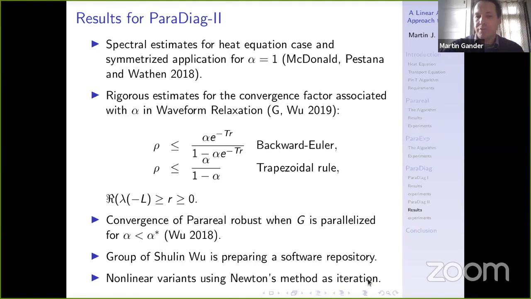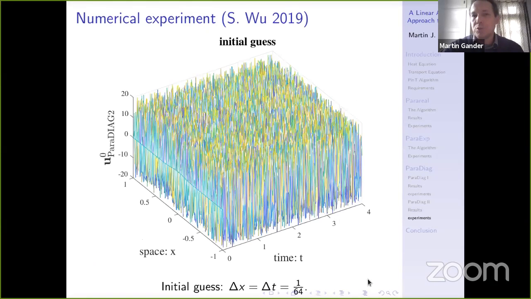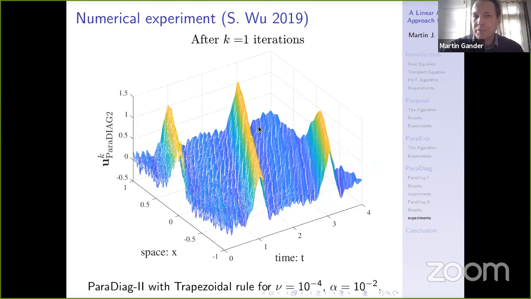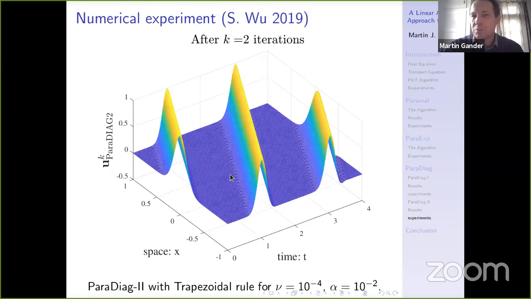There is also a nonlinear variant of this algorithm. I just want to show you how it works for an advection diffusion equation with a very, very strong advection term. So diffusion is very small. This is the initial guess. It's random, like I mentioned. It's important to test with random initial guess. In the first iteration, you immediately see the transport term. Space is here on the left, time is on the right. These calculations were done by Shulin Wu. And this is the second iteration. You see we have a very sharp signal.